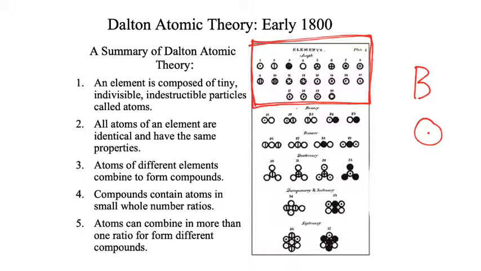4, compounds contain atoms in small whole number ratios. My argument is that 4 is really a natural conclusion of 1. If I can't break apart the atom, I can't have different variables. They can only be single values, or whole values. I can have a whole bunch of one type of atom, but I can't have fractional values. 5, atoms combine in more than one ratio to form different compounds. So it's not just that I combine two atoms and now I have a compound and all of my compounds are a composition of two atoms. I could take a whole bunch of different atoms and put them together.